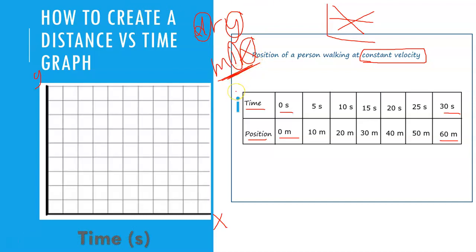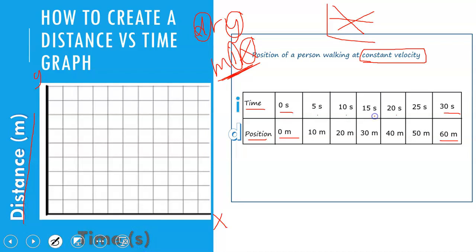All right. That means that position must be our dependent variable, right? And just to double check, dependent means something that you measure. Yeah, you can measure the position of a person. Of course you can. Position, distance, same thing. It's all going to be measured in meters, so whenever you write your y-axis title, you should have distance or position, and it should be in meters. And remember, time should have been in seconds because all of your time is measured in seconds in our chart.